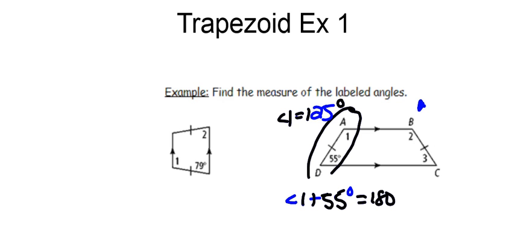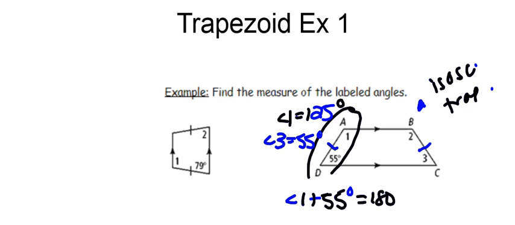Now, because of these little tick marks right here, this is actually an isosceles trapezoid. Isosceles trapezoid. And when you have that special kind of trapezoid, the angles at the ends of the same base are equal. So like the 55 and the 3 are angles at the end of this bottom base. So they're going to be equal. So angle 3 is going to be 55 degrees. And then 1 and 2 are the angles at the end of this top base. So they're going to be the same. So angle 2 is going to be 125 degrees.